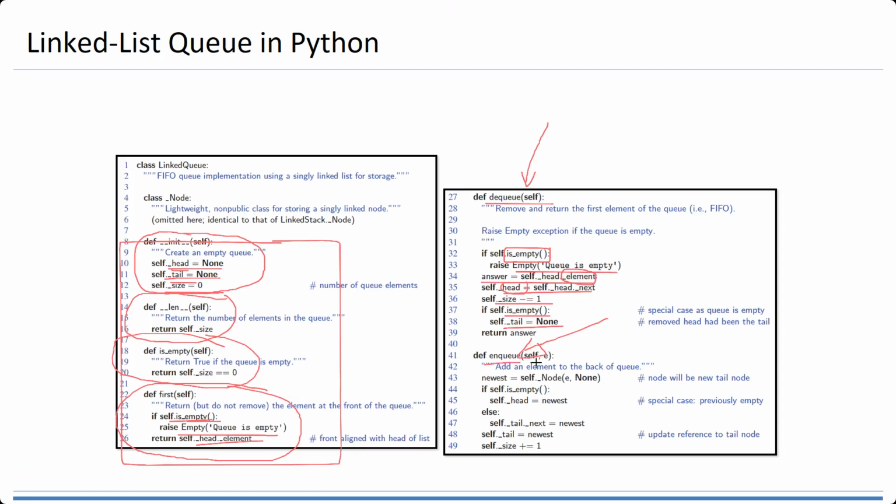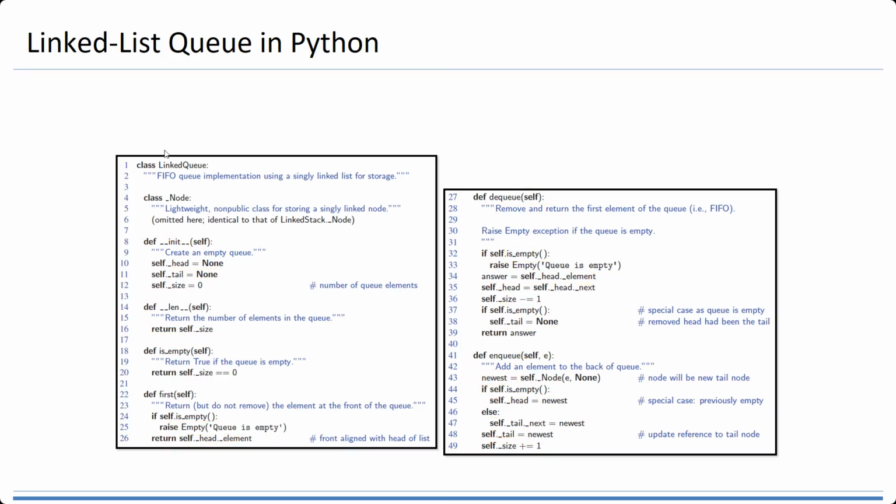And if we want to NQ, it means we want to add a new element. So check what the new node is, and then check if it is empty, then the head will be the newest. Otherwise, let's check the tail. The tail next will be the newest. And then the tail now becomes the newest, and the size will be added by 1. Okay. So this is the step for creating the linked list.